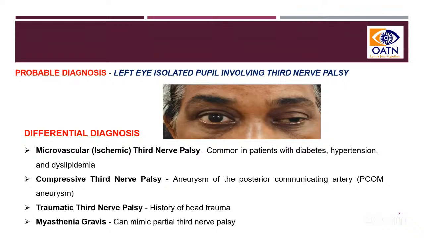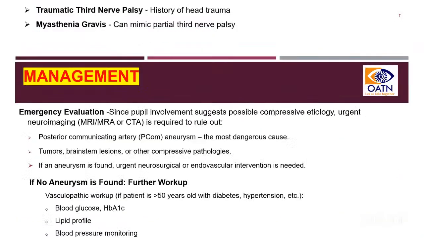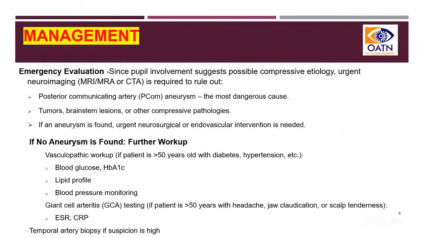And these are all the differential diagnoses of the patient: microvascular ischemic third nerve palsy, compressive third nerve palsy, traumatic third nerve palsy, and lastly myasthenia gravis. These are all the management conditions of the emergency evaluation. Since the pupil is involved, posterior communicating artery aneurysm can be the most dangerous cause, along with tumors, brainstem lesions, and other compressive pathologies. If an aneurysm is found, urgent neurosurgical or endovascular intervention is needed.